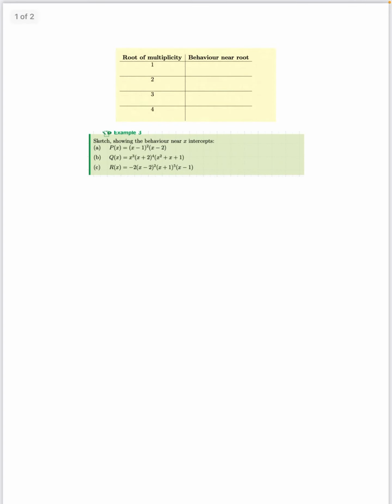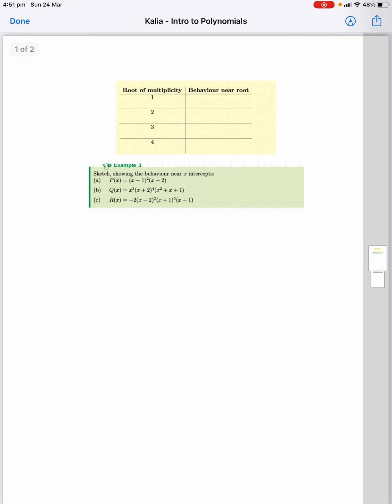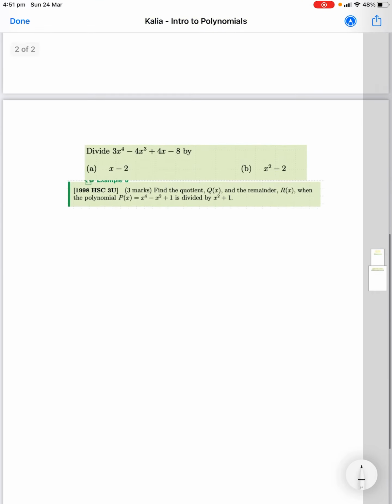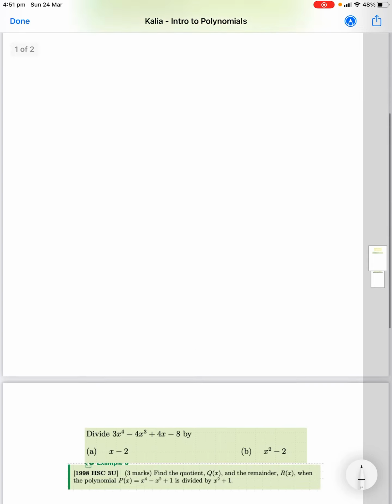All right, what we're going to be doing now is looking at an introduction to polynomials, which is the new unit. We're going to be looking at two things. The first thing is the behavior of different types of graphs, and then we're going to be looking at long dividing polynomials.